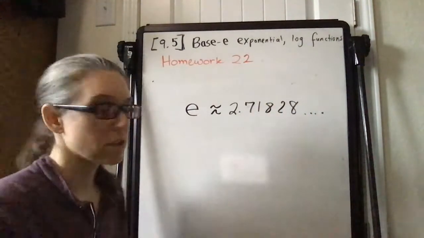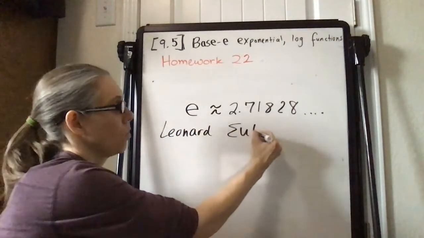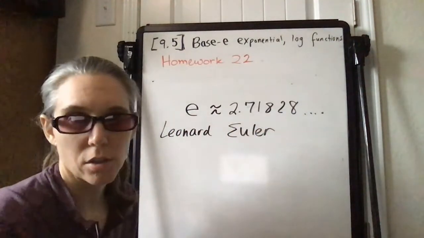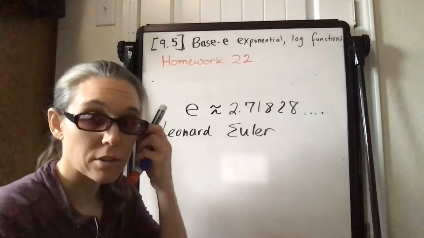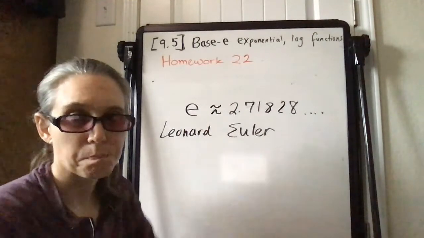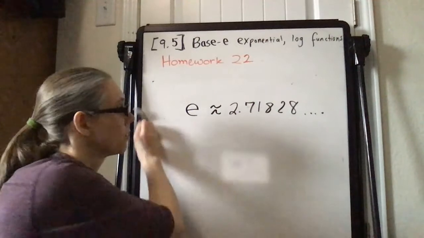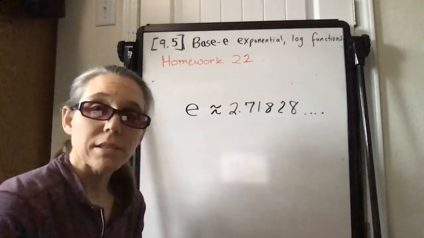So e is actually named after this guy, Leonhard Euler. That's pronounced Oiler, not Yooler. And he's the one who actually figured this out, and so e is named after Euler. That's why it's e, just because of Leonhard. Good old Leonhard. Anyway, what is e?